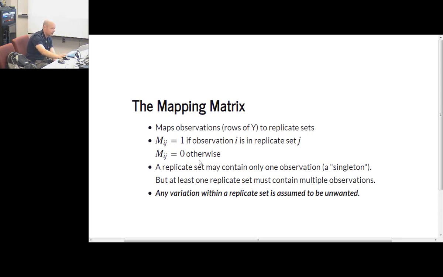Okay, and of course, it's certainly the case that some of what we'll refer to as replicate sets are really just a single array. In other words, they can be singletons. Again, the key assumption when we're using RUV3 is that any variation within a replicate set is assumed, more or less by definition, to be unwanted.